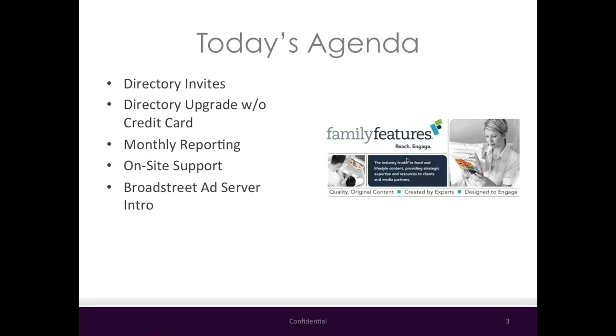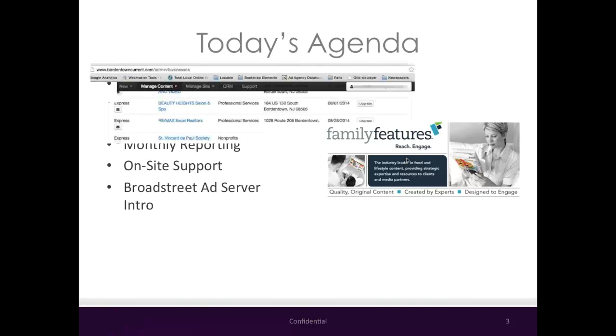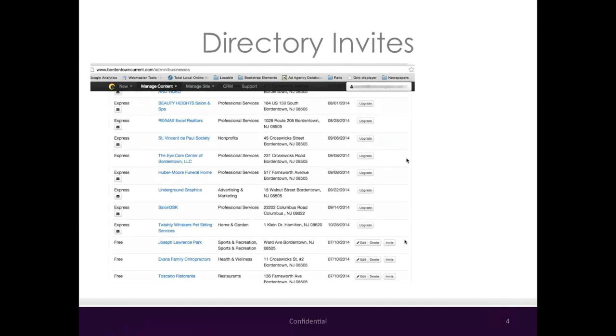But today we're going to talk about the new invite feature for the directory, the new ability to upgrade directory listings in the admin without a credit card, which is very nice when you're selling campaigns. Some monthly reporting that we've introduced. Still more to do there, but it's a nice starting point on reporting for revenue, on-site support, and then the Broadstreet ad server.